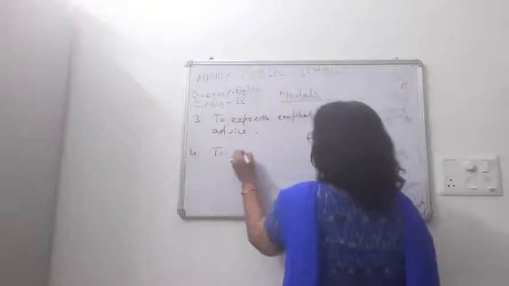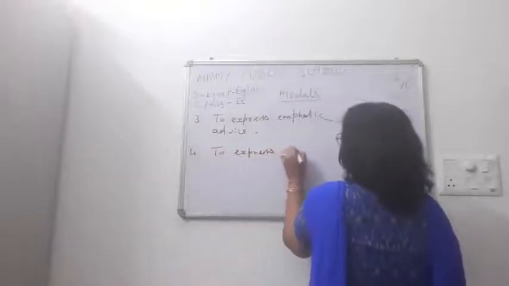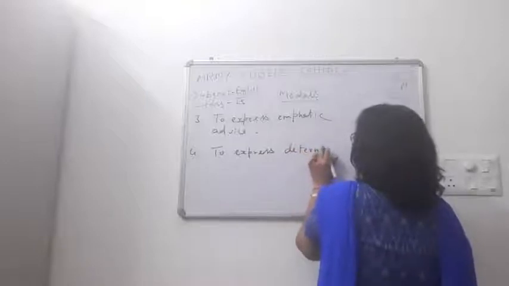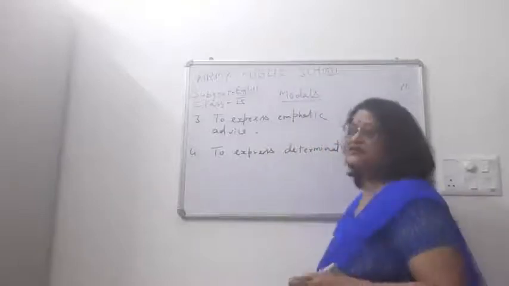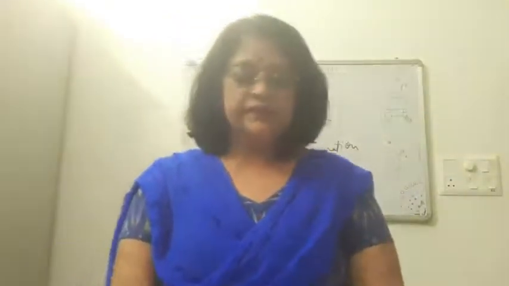Then, children, the fourth one is to express determination. I must see you again before the meeting. You must become a doctor. She must qualify the test. This is determination.